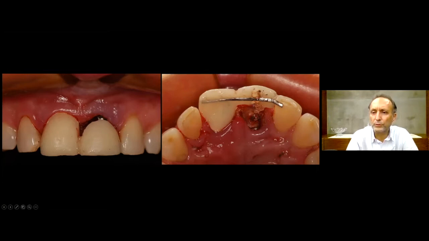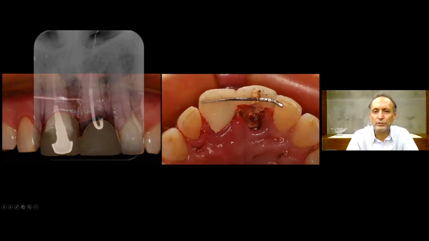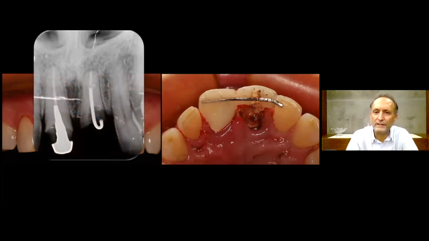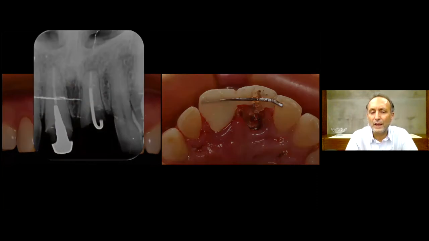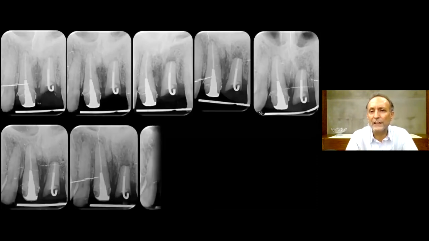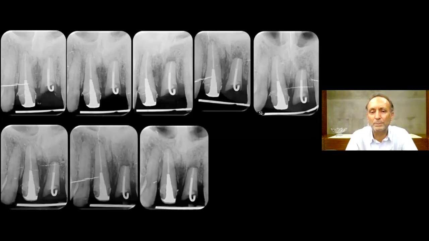What we opted for was to extend this tooth with the string and bring this tooth down slowly, not very slowly, because I activated the eruption every week on a weekly basis. On the same day, we changed the elastic band, and you can see the progress of the eruption to a point where we were able not to extract the tooth, but to keep the tooth.